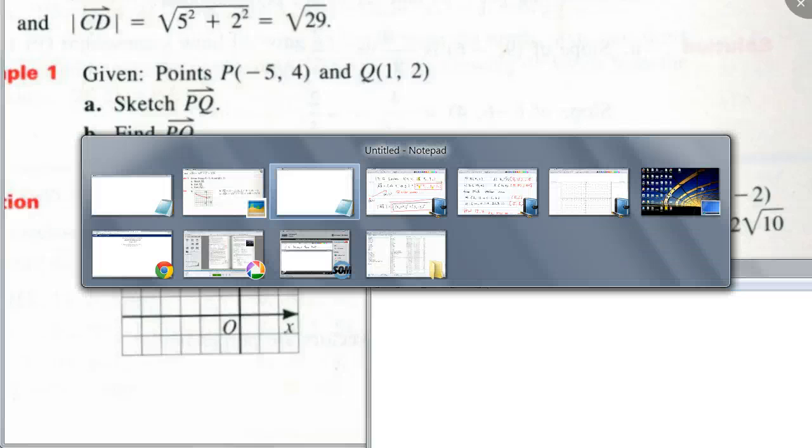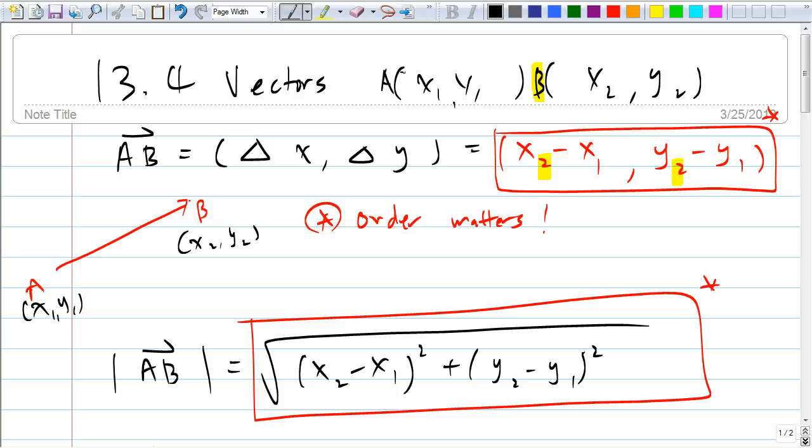So write this down, in case you forgot. To find the magnitude of AB, if point A is x sub 1, y sub 1, and B is x sub 2, y sub 2, and you're going from A to B, the magnitude is simply the distance formula: the square root of x sub 2 minus x sub 1 squared plus y sub 2 minus y sub 1 squared. Does that make sense? Isn't that the distance formula between 2 points? That's what the magnitude of it is, okay?